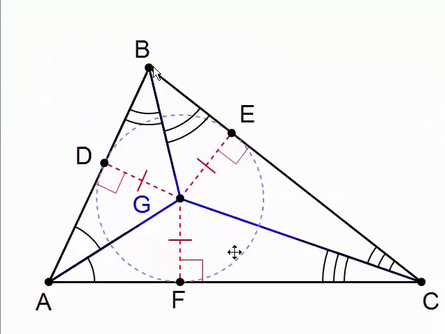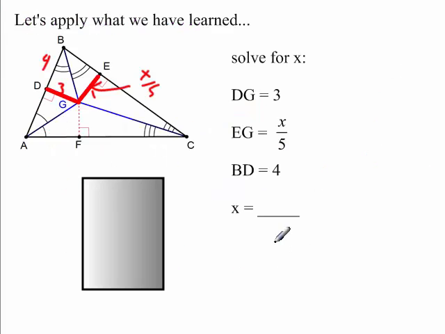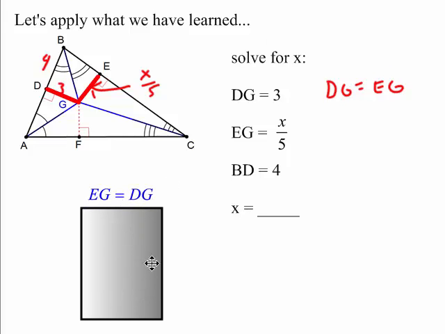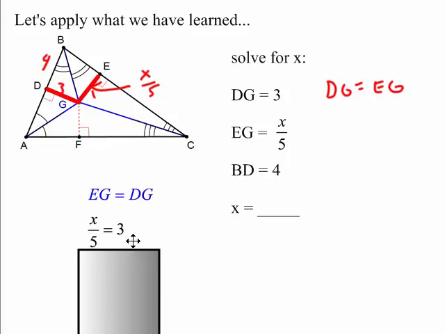So let's go back to our problem. There we go. So that means we set DG equal to EG. I think I have the math already written out. Let's slide that rectangle down and see. Yep, I set those two line segments equal to each other, their lengths, and then there's the substitution of those expressions in its place. Multiply both sides by 5, x is 15.